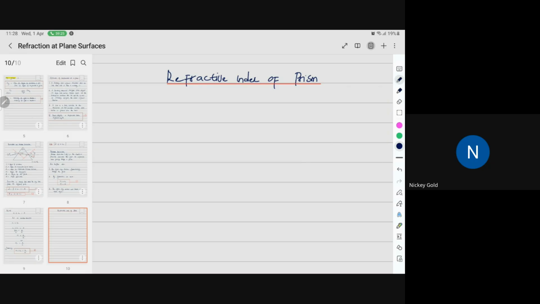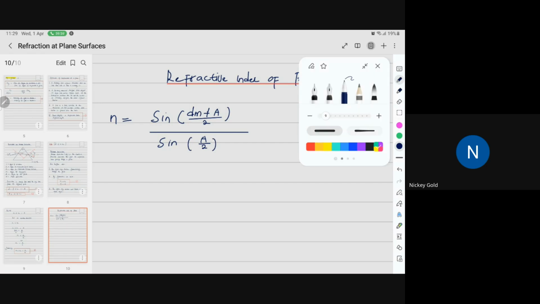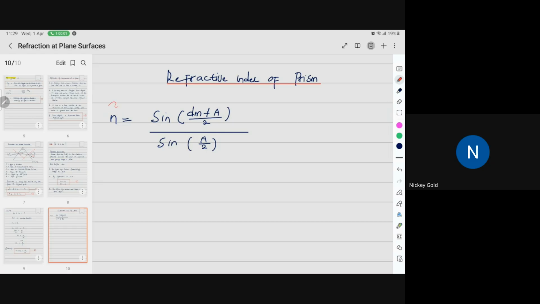At minimum deviation, the formula for the refractive index of a prism is simply n equal to sine of open bracket, the minimum deviation dm plus A, all over 2, close bracket, all over sine of A over 2. So that's the formula for your refractive index for a prism.